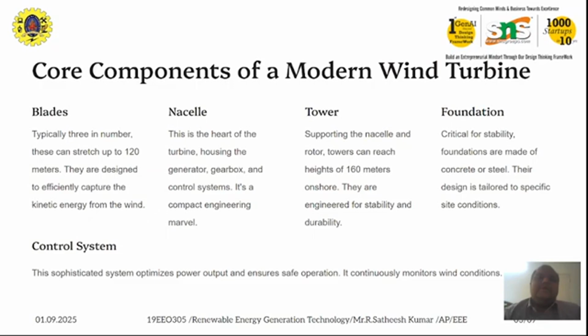It is a compact engineering marvel because at that much height, so many components are housed inside the box and functioning efficiently in the wind flow. That is a very risky one. That is really an engineering marvel.